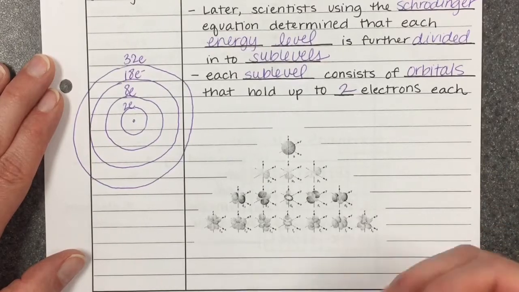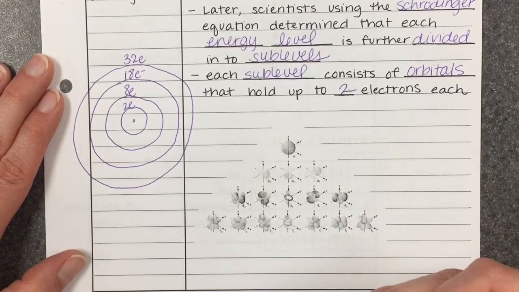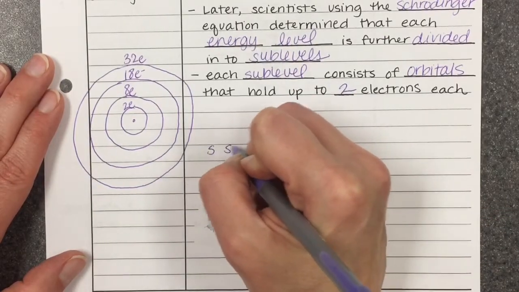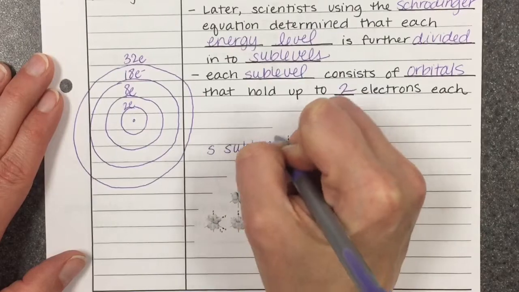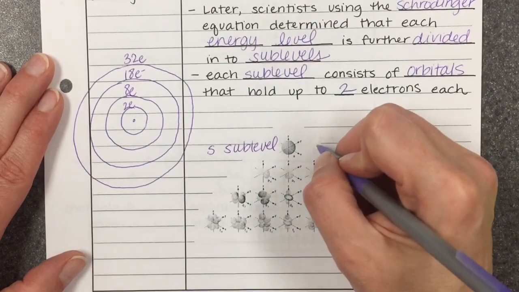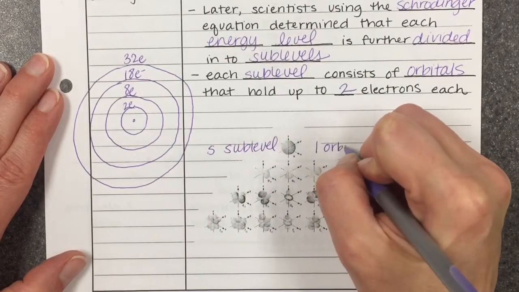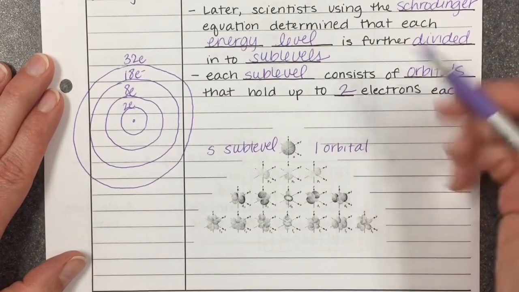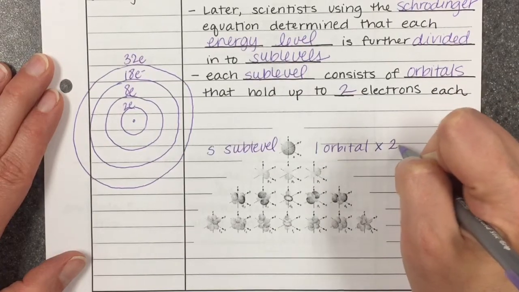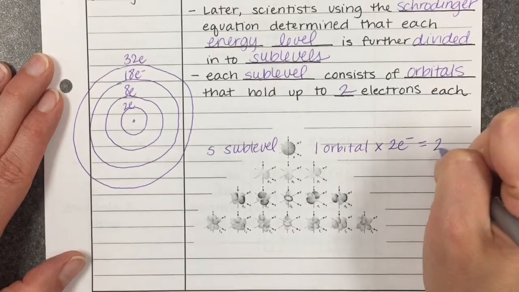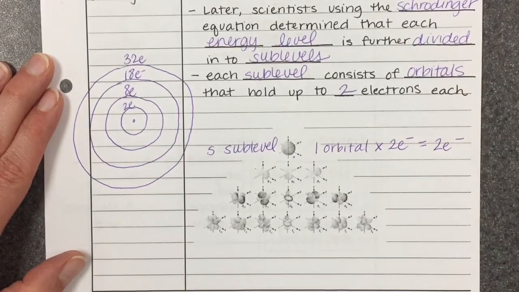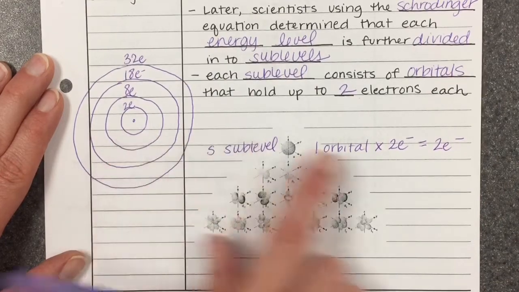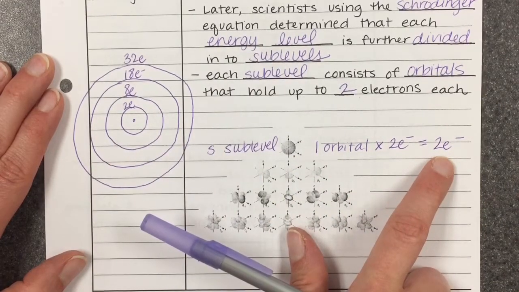So when we're looking at sublevels, the first energy level really only has one sublevel, and that is the S sublevel. The S sublevel only has one orbital. And we already said that each orbital will hold 2 electrons. So one orbital times 2 electrons equals 2 electrons total in that S sublevel. And the first energy level only has an S sublevel, so it only contains 2 electrons.